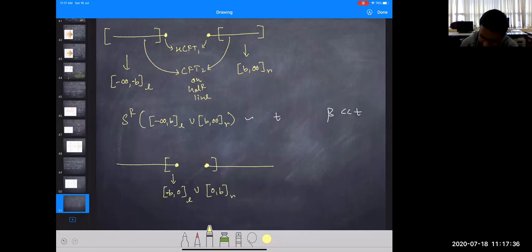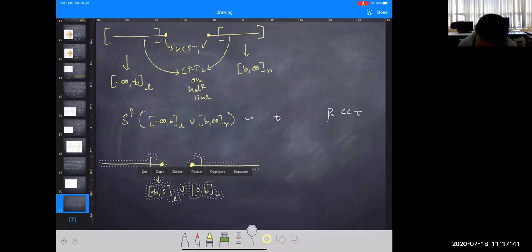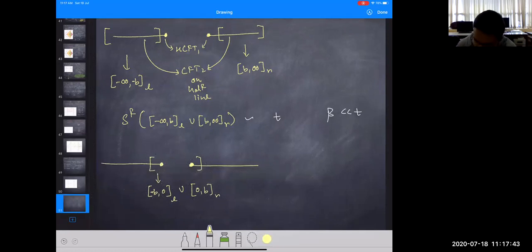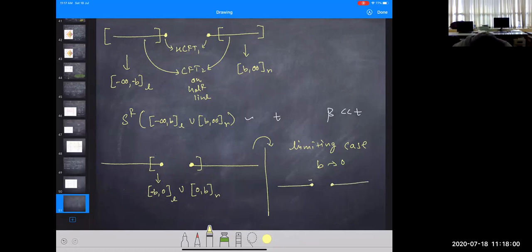Let's first consider a limiting case of this, which is B going to 0. What are we doing in B going to 0? We are just saying that I am going to compute the entanglement entropy of just the dot. I am almost shrinking that interval to 0, such that I only want to compute the entanglement entropy of this holographic CFT1.